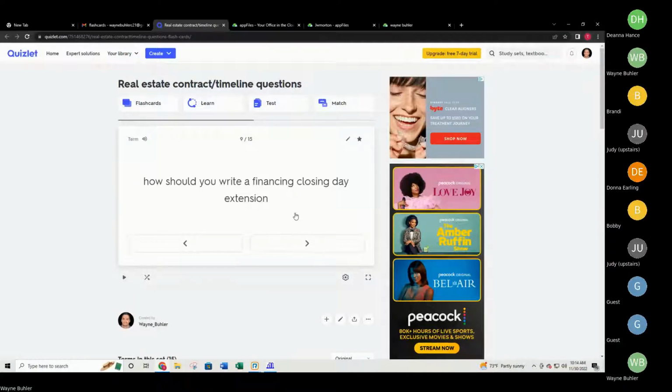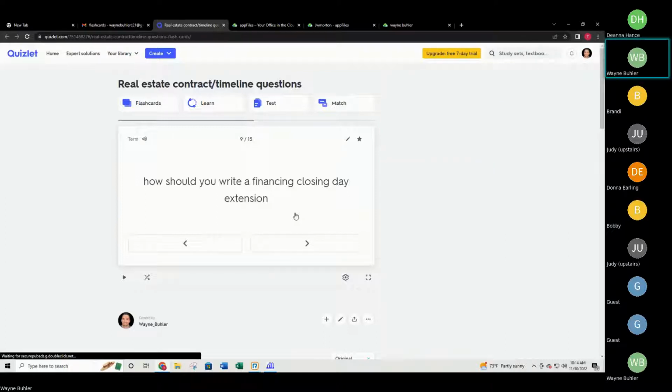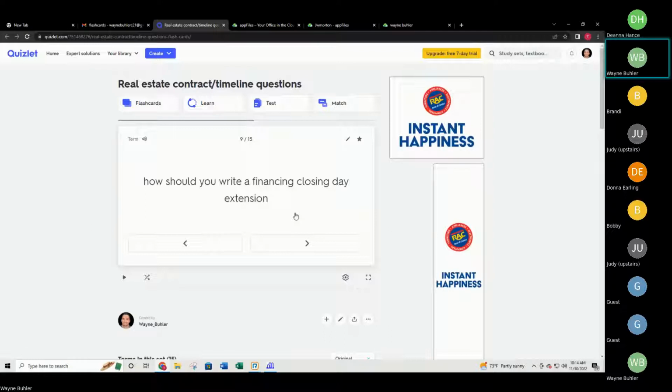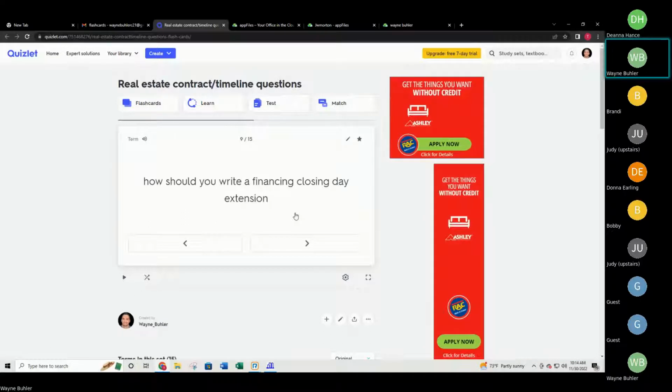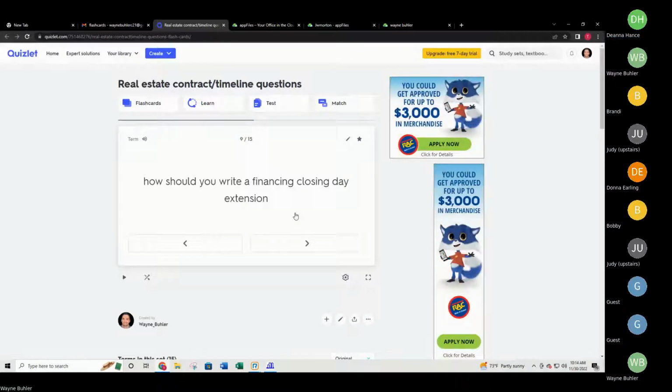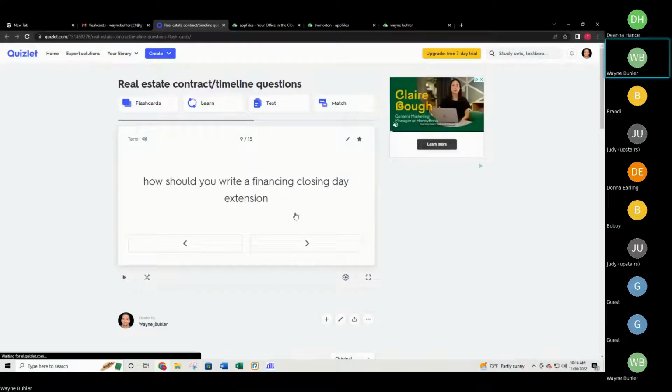How should you write a financing closing day extension? I'm trying to give you guys hints in this one. An extension addendum. Very carefully. All great answers, but I am asking specifically, how would you write it? Brittany, if I was extending a closing date and I have financing involved, what does that addendum say? Buyer and seller agree to extend closing to X day. Okay. Final answer? I would have some. You need to disclose the financing too.